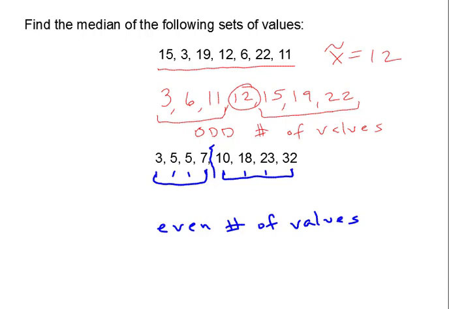To find the median when there's an even number of values, you take the value on the left, which is 7, add it to the number on the right, which is 10, and then divide by 2. That gives me 17 over 2, which is equal to 8.5, and that is the median of the second set of values.